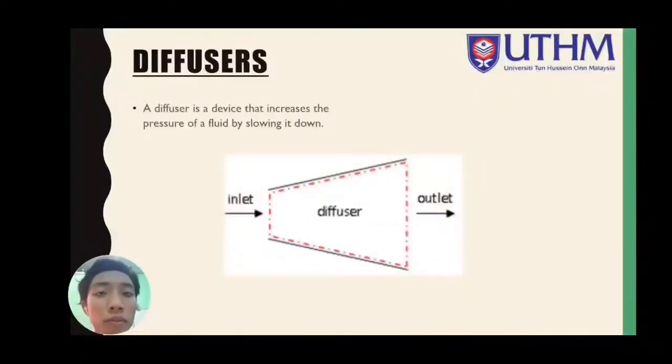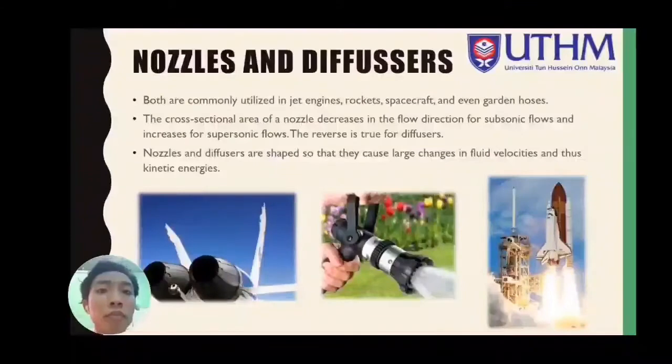A diffuser is a device that increases the pressure of a fluid by slowing it down. Opposite from the nozzle, the size of the inlet for the diffuser is smaller than the outlet of the diffuser. Both are commonly used in jet engines, rockets, spacecraft, and even garden hose.